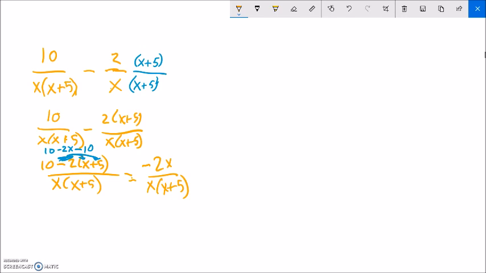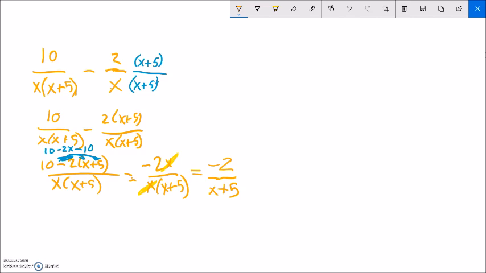That does work. There is one thing I notice here. This is negative 2 times x. This is x times x plus 5. I can do a little canceling here, a little dividing. X divided by x is 1. So this actually is equivalent to negative 2 over x plus 5. And we lost a little information, x can't be 0.